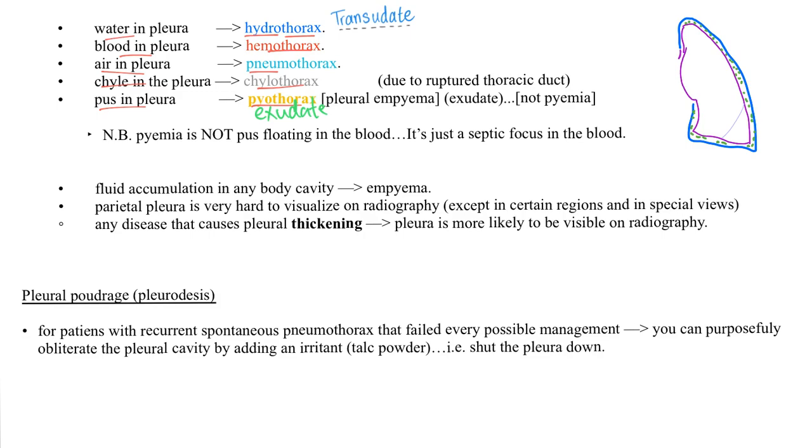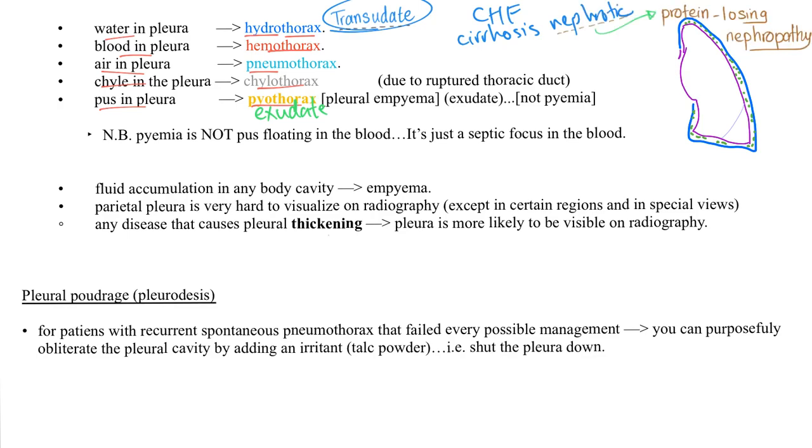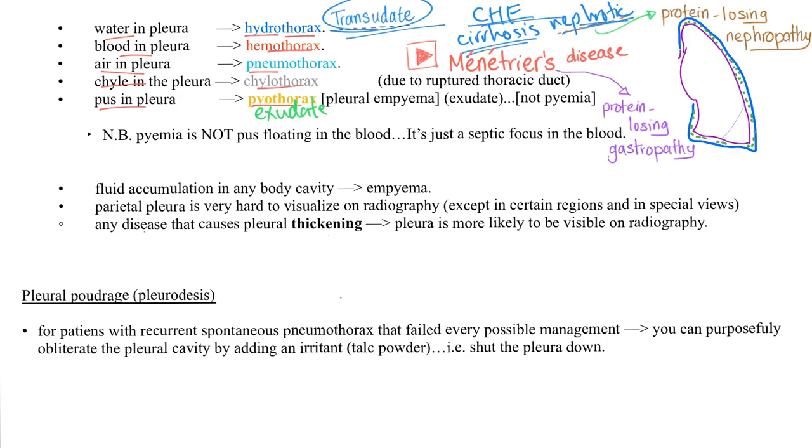What causes a transudate? Number 1, increased hydrostatic pressure, such as CHF, congestive heart failure. Number 2, decreased oncotic pressure, such as cirrhosis or nephrotic syndrome. Or if you want to be super sophisticated, there is a disease called nephrotic syndrome of the GIT, Menetrier disease, and I've talked about Menetrier disease in a previous video. So cirrhotic, nephrotic, and CHF is a transudate, causes hydrothorax.